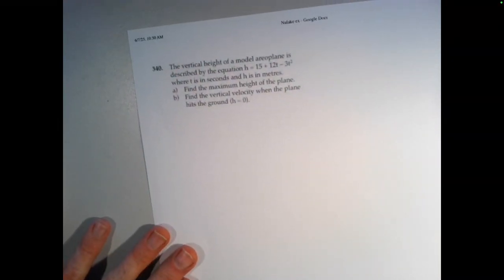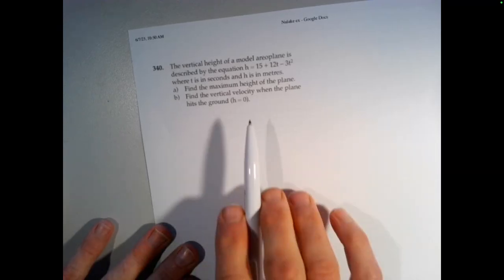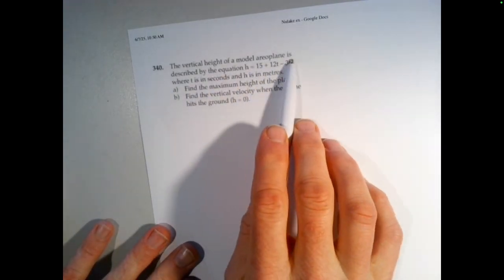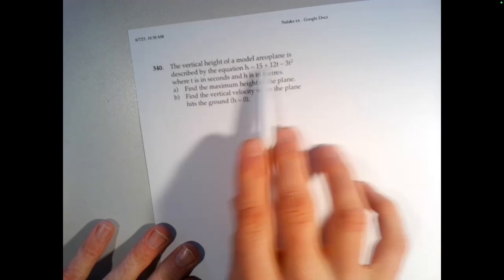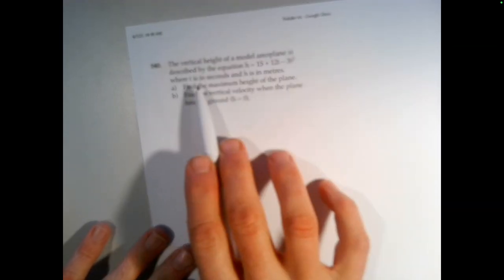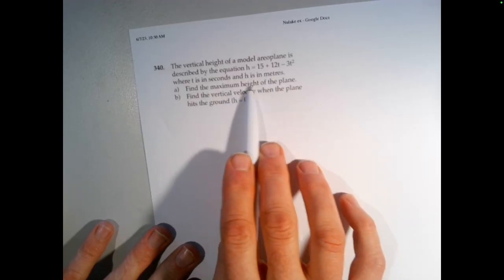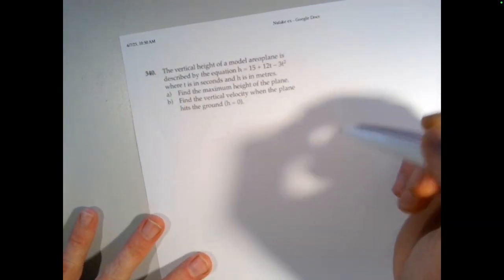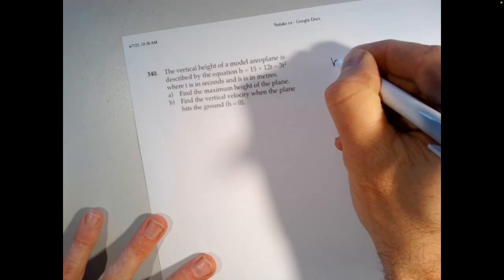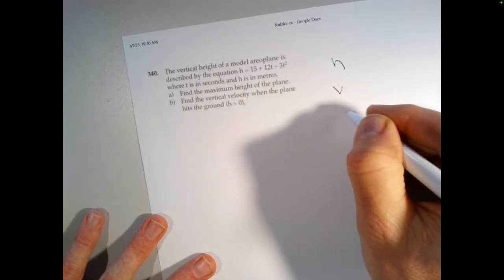Okay, number 340, a kinematics problem from New Lake. Righty, so the vertical height of a model plane, so it's just vertical, is described by this equation, where t is the time in seconds and h is in meters. Find the maximum height. Okay, so basically we've got h, we've got v, and we've got a.